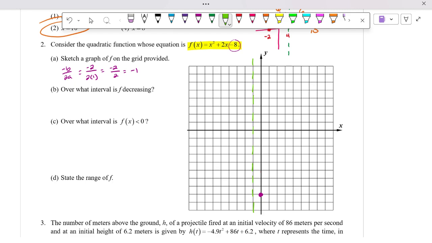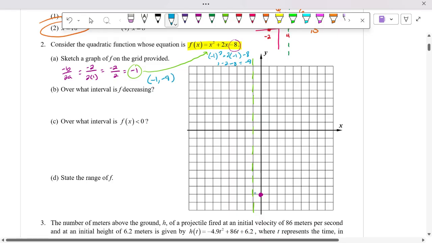What about the vertex? How can I find it? Plug this value back into the formula to get the y value. So this will be -1 squared plus 2 times -1 minus 8, which would be 1 minus 2 minus 8. So that's equal to -9. So my vertex is at the point -1, -9. So right here.